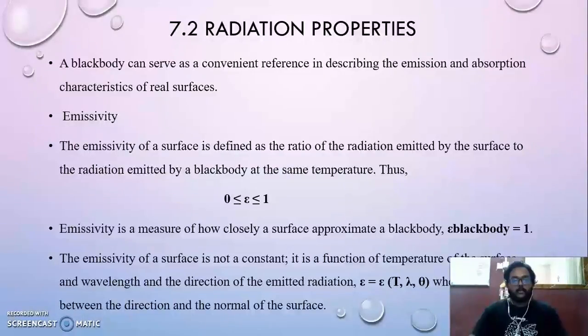Thus the emissivity, with the symbol ε here, is between 0 and 1. The emissivity is a measure of how closely a surface approximates a black body. We know that the emissivity of a black body is equal to 1. The emissivity of a surface is not constant. It is a function of the temperature of the surface, the wavelength and the direction of the emitted radiation. So here we have ε(T, λ, θ), where θ is the angle between the direction and the normal of the surface.